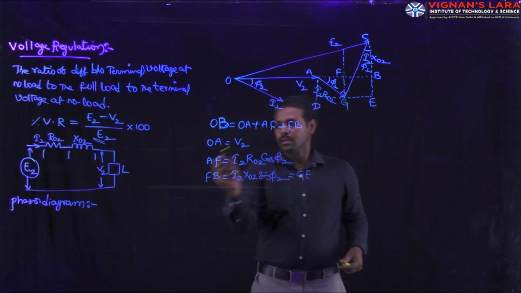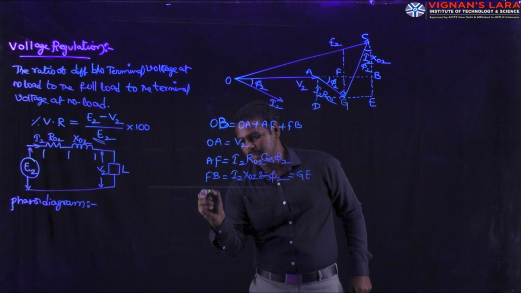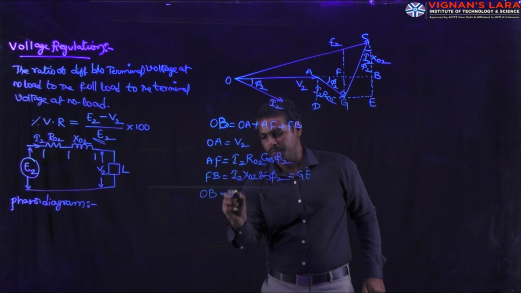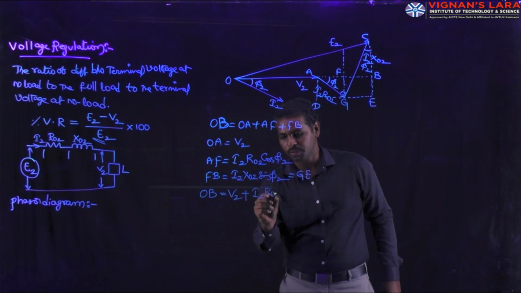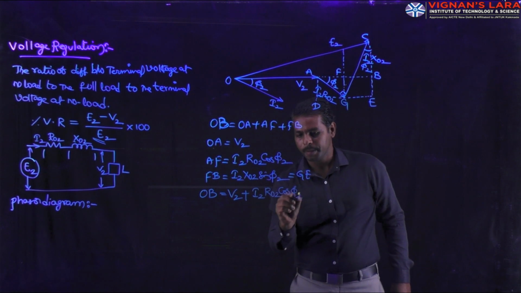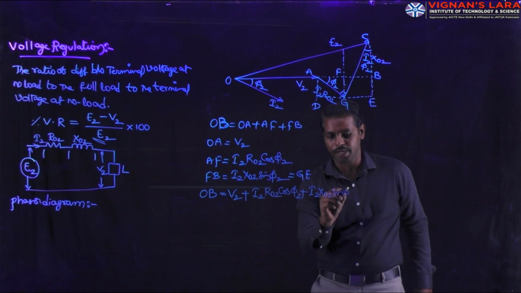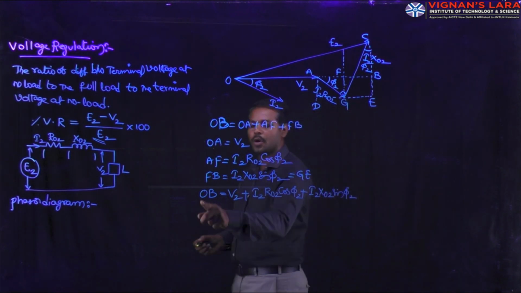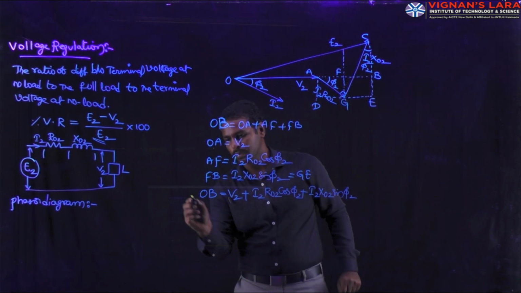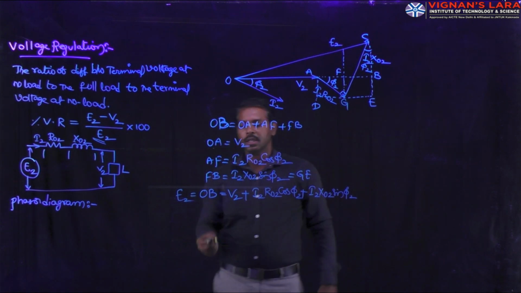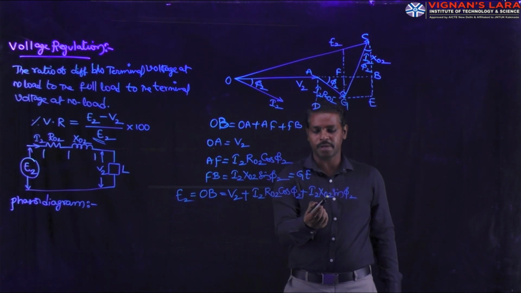So we know the values of these three, and we can add them to finally get OB. OB is equal to OA, V2, plus AF, I2 R02 cos phi 2, plus I2 X02 sin phi 2. So this is the value of OB, which is equal to E2. So E2 is equal to V2 plus I2 R02 cos phi 2 plus I2 X02 sin phi 2.